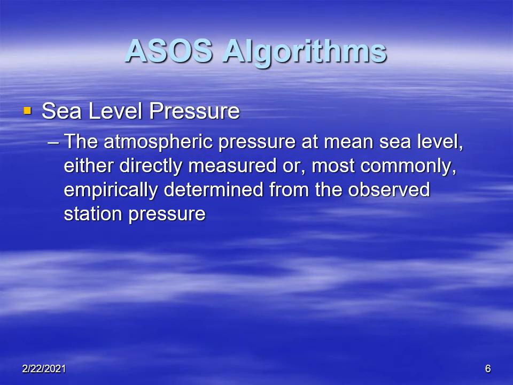Sea level pressure, on the other hand, is the atmospheric pressure at sea level. That's either measured directly if you have a station right at sea level, but most often it's empirically determined through calculation using the observed station pressure. Most stations that make pressure measurements are not located at sea level. They'll be at different altitudes, so we have to figure out a way to get pressure for sea level. This is typically done through a calculation.